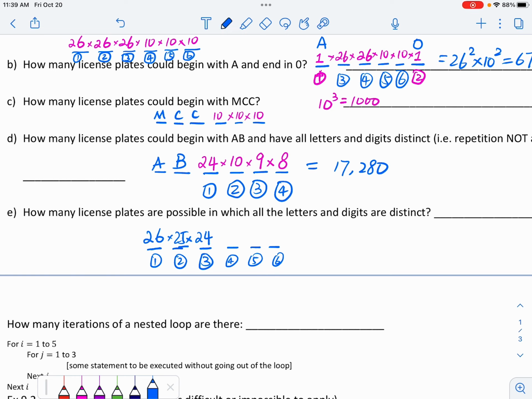And as far as for the numbers, we begin with 10 numbers available. Once one is used, 9 available, and then 8 available for the very last one. Okay, so this gives us, actually if you multiply all these together, this is 11,232,000 number of plates.